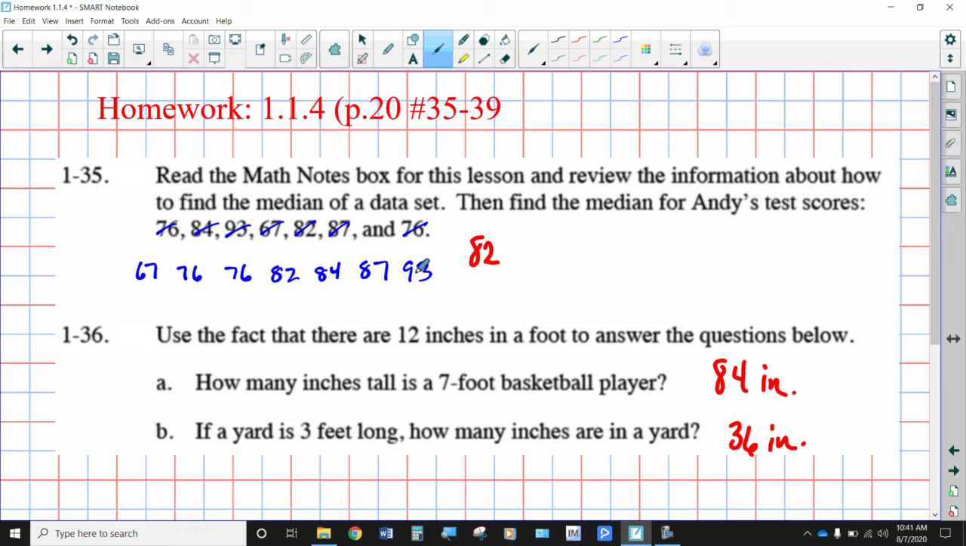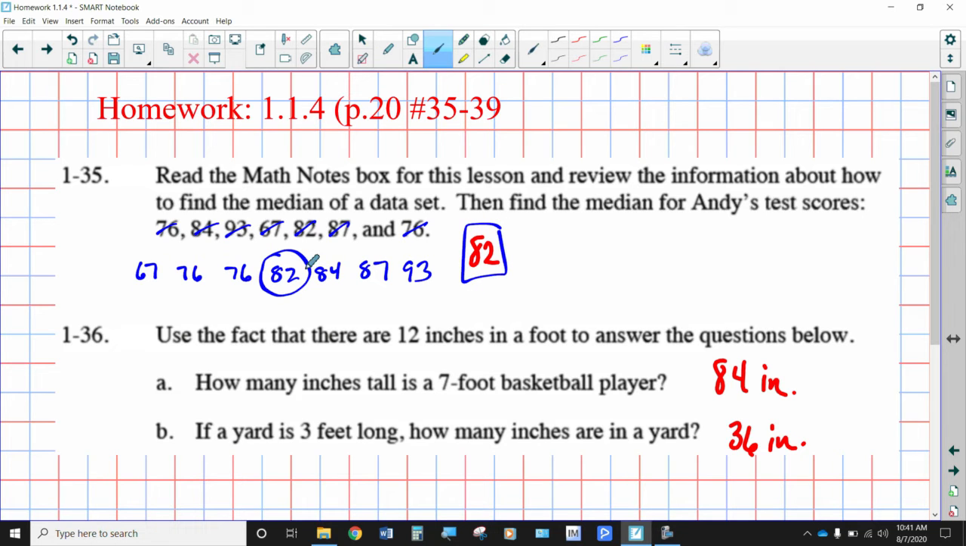How many total numbers were there? 1, 2, 3, 4, 5, 6, 7. How many total numbers did I write down? 1, 2, 3, 4, 5, 6, 7. I feel good that I have recorded all the numbers accurately, and the number in the middle is 82. So that is the mean.